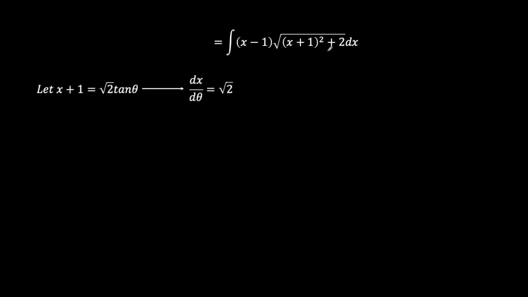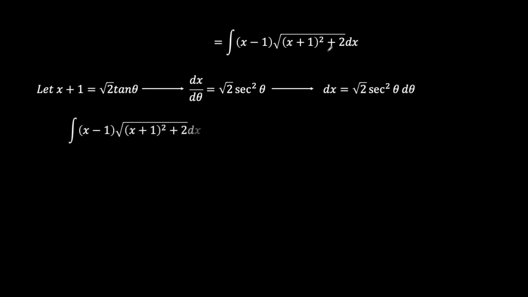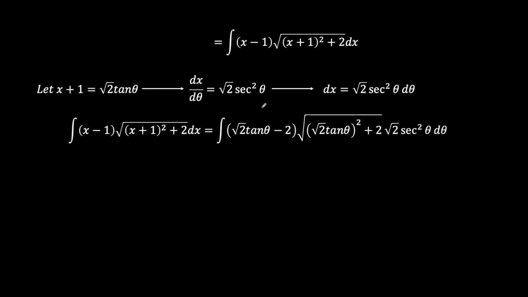So as I said, let x plus 1 be equal to square root of 2 tan theta. Therefore, dx d theta is square root of 2 sec squared theta, and therefore dx is square root 2 sec squared theta d theta. So our indefinite integral now becomes, substituting for x plus 1 with square root of 2 tan theta, this part here, x minus 1: x is equal to square root of 2 tan theta minus 1, and then minus 1, so it becomes square root of 2 tan theta minus 2.